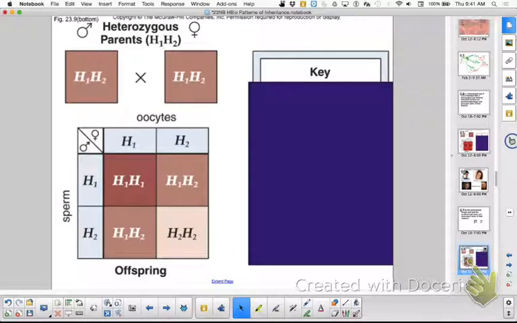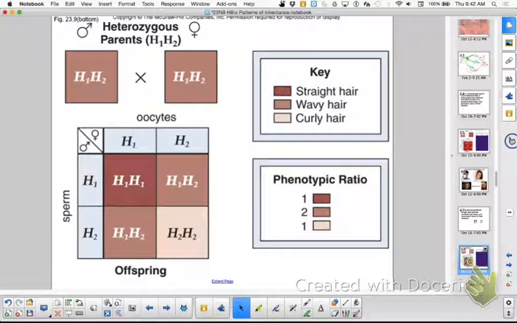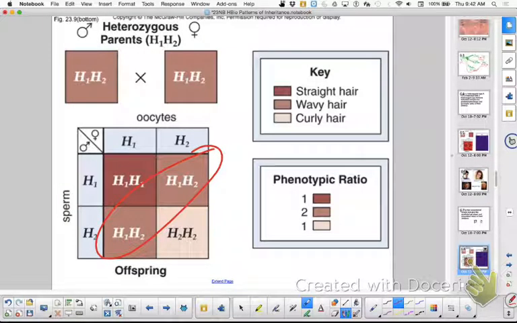Before, when we cross heterozygotes, we would have a genotype ratio of 1 to 2 to 1. We'd have a phenotype ratio of 3 to 1. Now we're crossing two heterozygotes, and the geno and phenotype ratios are exactly the same. Why is that? Tell your table friend. Because the heterozygote has its own phenotype.